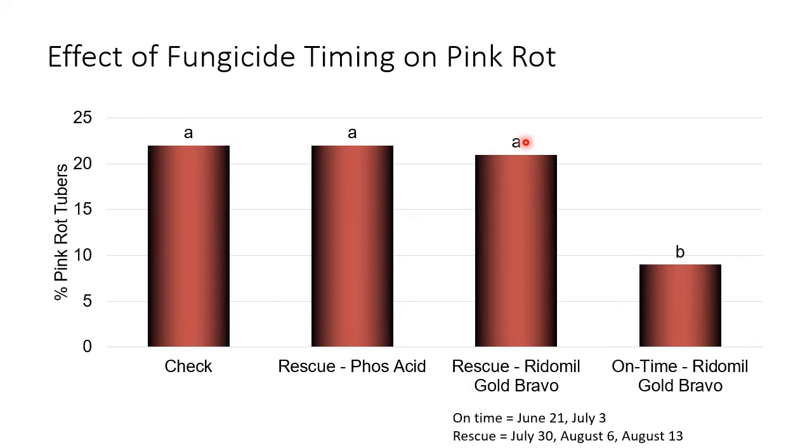Now, this was a very high pressure situation. At the end of the season, we had over 20% pink rot by natural infection. These were Russet Norkotahs, and the field was overwatered in a way to promote disease. When we used Ridomil Gold Bravo on time, meaning when the largest tubers were dime size, which for us was June 21st this year, and then 2 weeks later on July 3rd, we had over a 50% reduction in disease. So, basically, it drives home the point.